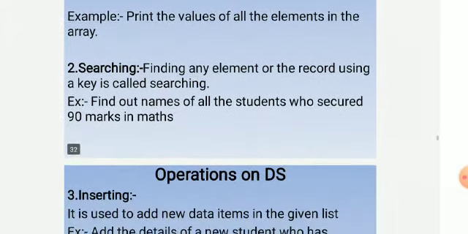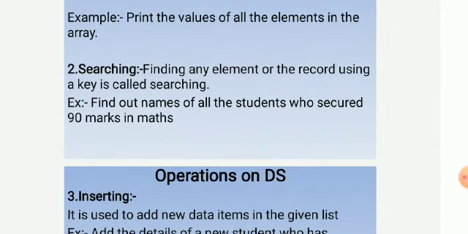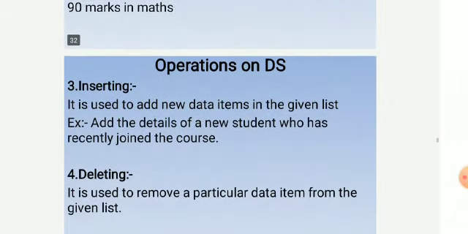The second operation is searching. Searching means what? The name itself tells you: you want to find any particular element, or you want to search a particular record using a particular key. That is called searching. Again, for example, find out the names of all the students who secured 90 marks in maths. It means I want to find only those students who secured 90 marks in the maths subject. So which operation are we performing? Searching. You are using one particular key to find the students who secured 90 marks in the subject maths. That is called a searching operation.